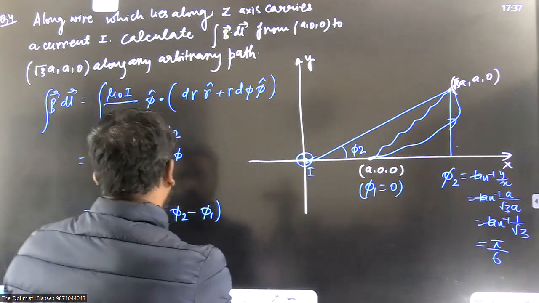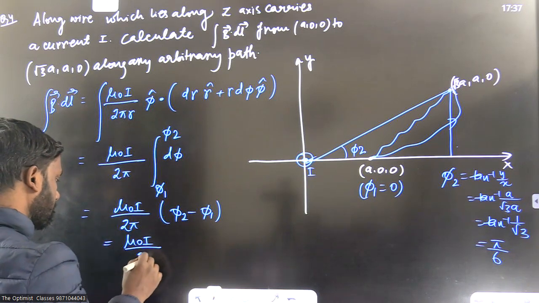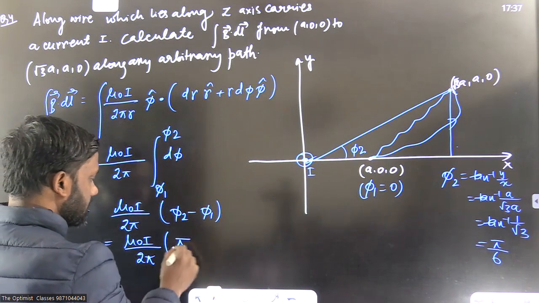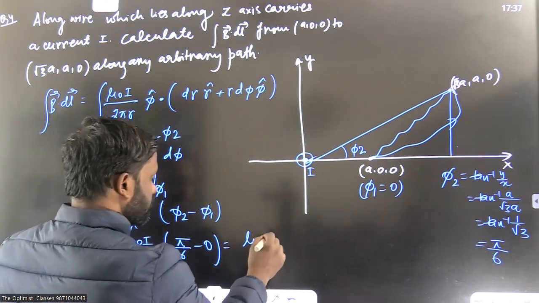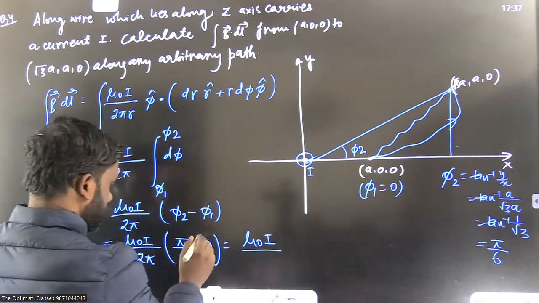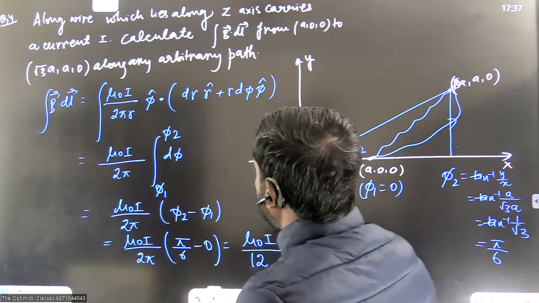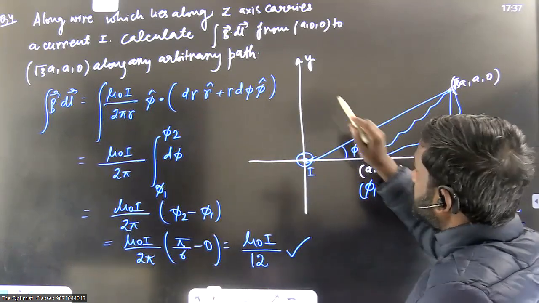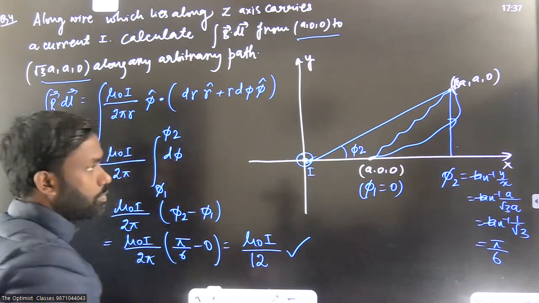So phi 2 is pi by 6, and we get mu naught I upon 2 pi times pi by 6 minus 0. Therefore pi cancels out, and you get mu naught I upon 12. That's the answer. The line integration of the magnetic field from the initial point to the final point is equal to mu naught I upon 12.